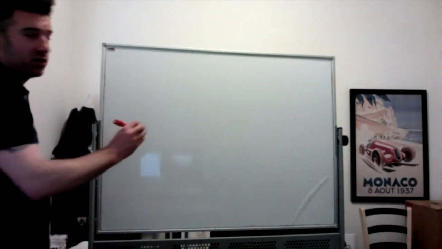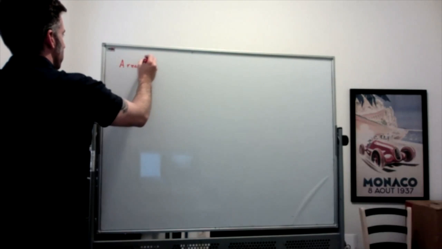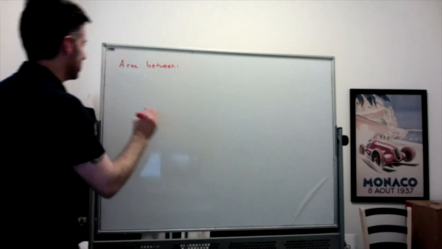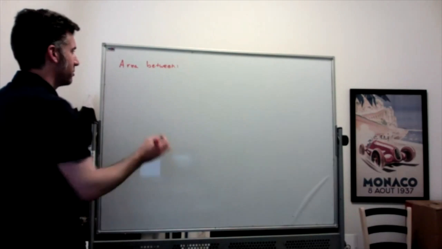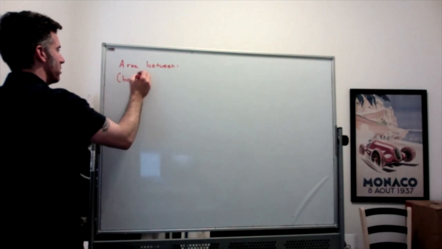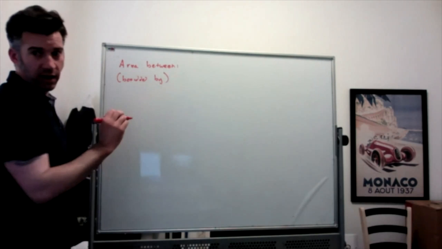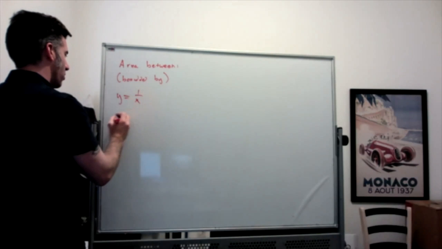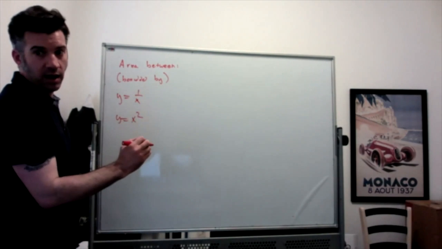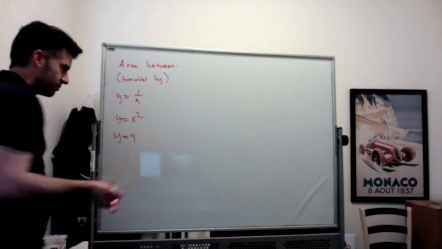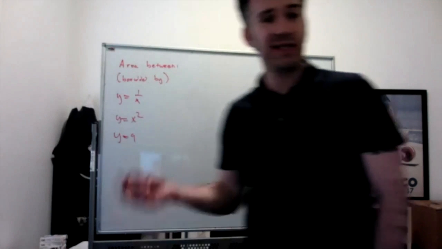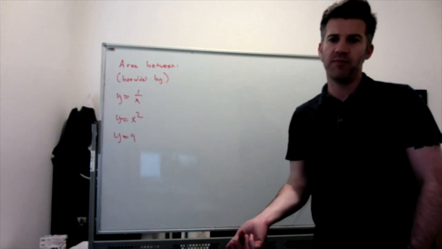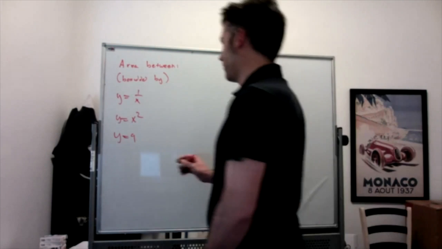I'm going to find the area bounded by y equal to 1 over x, y equal to x squared, and y equal to 9. And we could probably set this all equal to each other and find where they intersect, but I think it's going to be nicer if we just graph it. And yeah, we're sticking to the first quadrant.